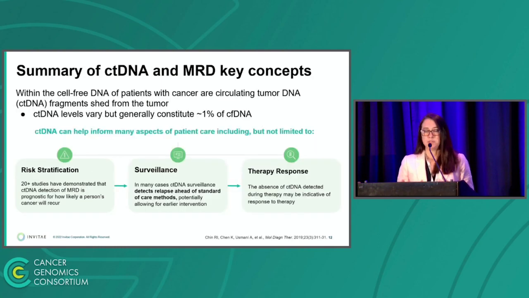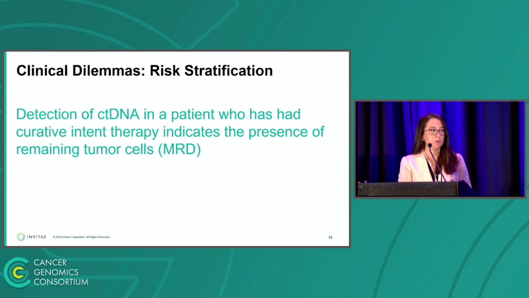So moving on to potential clinical dilemmas that ctDNA MRD assays can help with. So risk stratification, either before treatment or after treatment, picking up evidence of relapse, so in the surveillance period after a patient's curative intent therapy, and also in terms of therapy response for various stages of cancer. So clinical dilemma number one is just risk stratification.